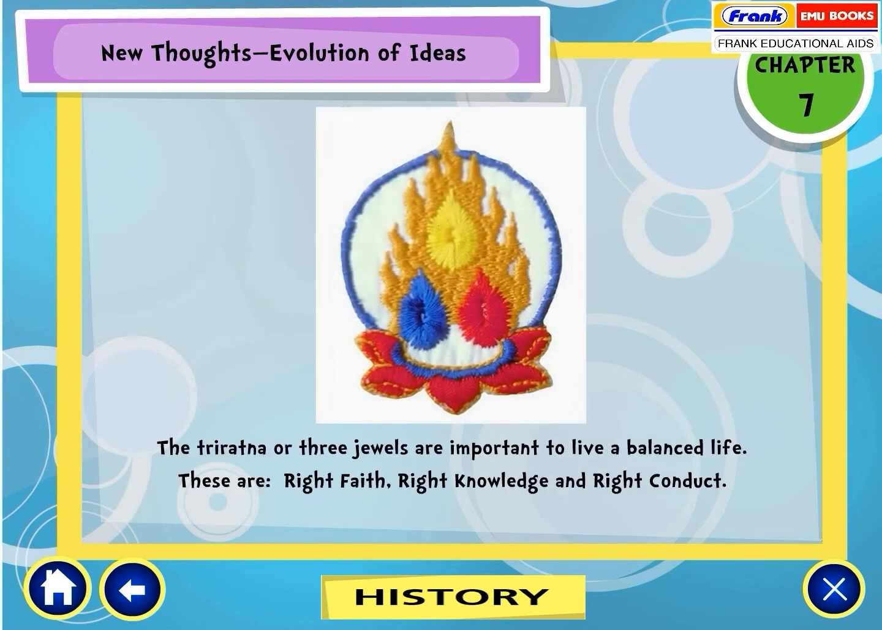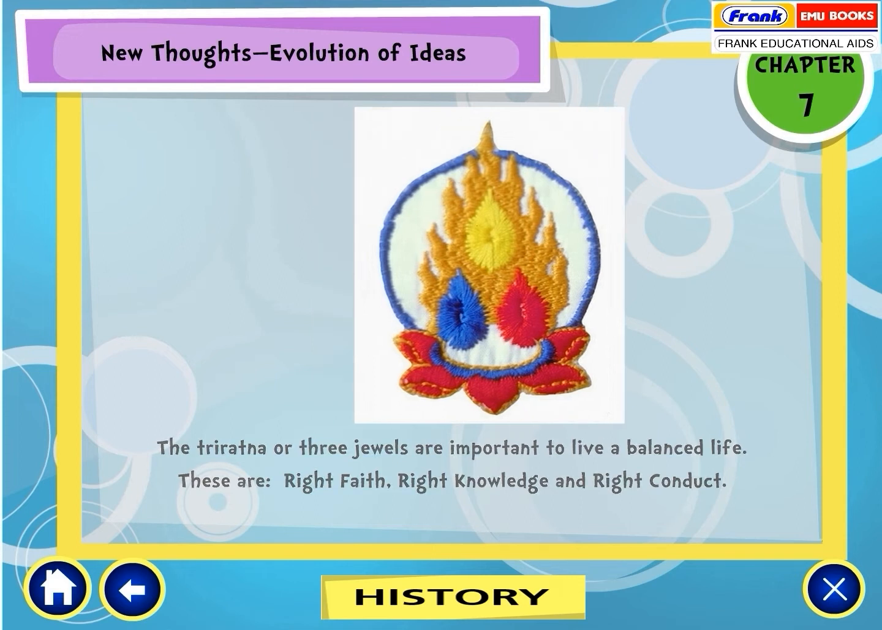The Triratna or three jewels are important to live a balanced life. These are right faith, right knowledge, and right conduct.